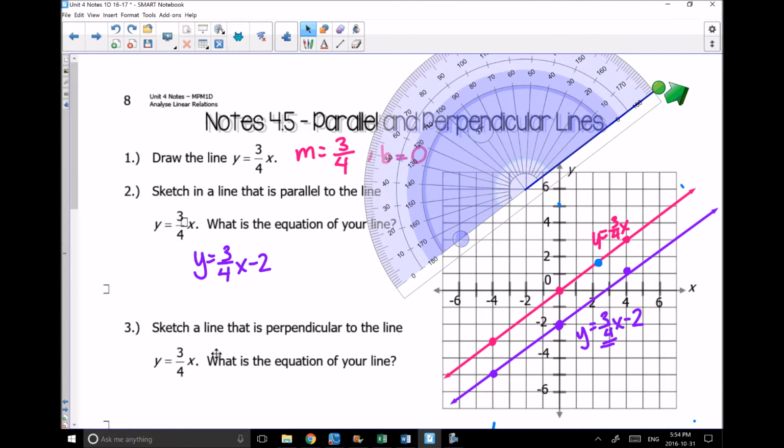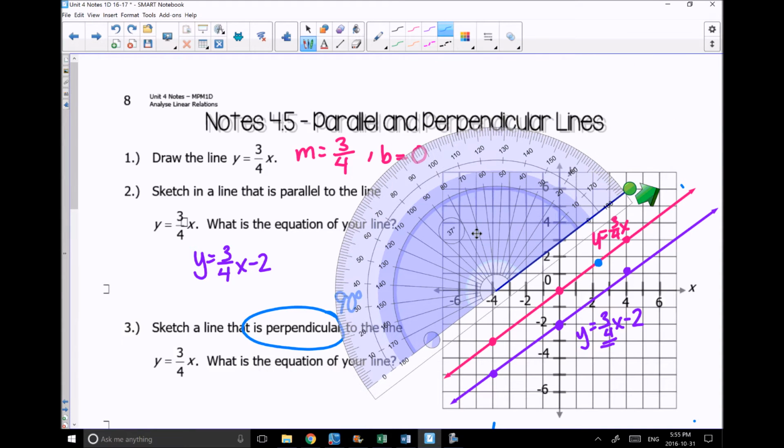Okay, question number 3 says to sketch a line that is perpendicular, and remember perpendicular means that it makes a 90-degree angle to the line y equals 3/4 x, and I want to figure out the equation of my line. Well, remember, if it's perpendicular, we want to make a 90-degree angle, so that's why we have a protractor on the screen right here. So if you look right here, I'm going to create a 90-degree angle with my graph. So here, if I go all the way up to here, that's my 90-degree angle.